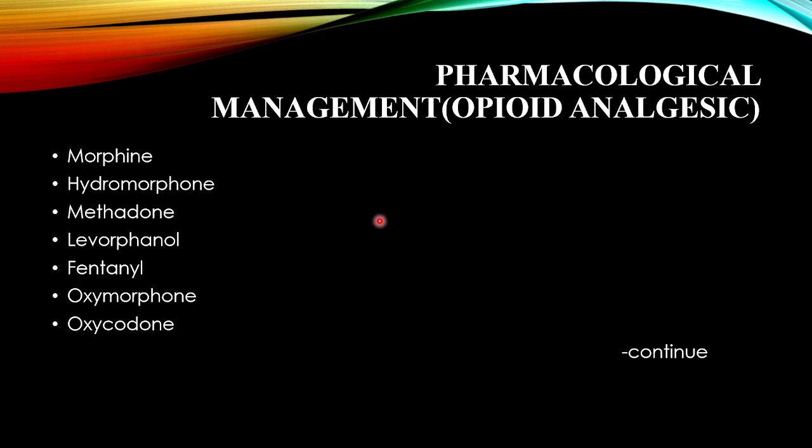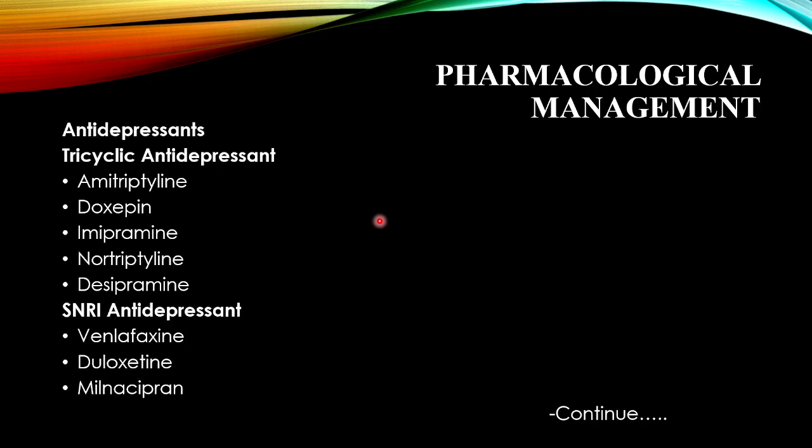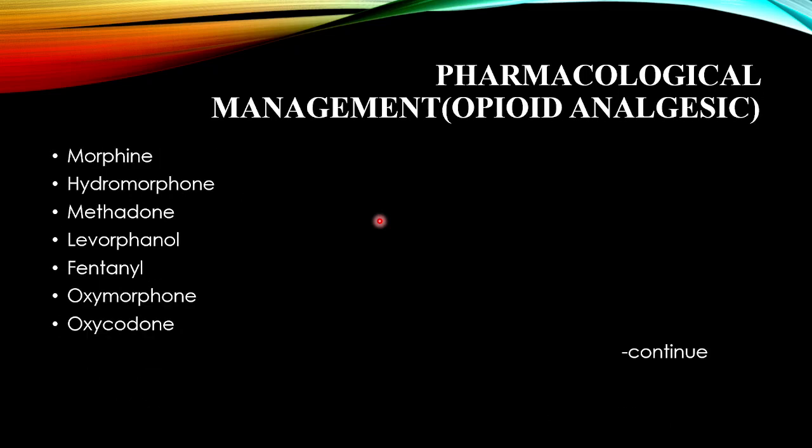Another differentiation is strong agonist opioids, moderate agonist opioids, and mixed agonist opioids. Strong agonist opioids are fentanyl, hydrocodone, methadone, and moderate agonist opioids is codeine, and mixed agonist and antagonist is pentazocine. But here the agonist effect is also seen and antagonist effect is also seen. This is pentazocine.